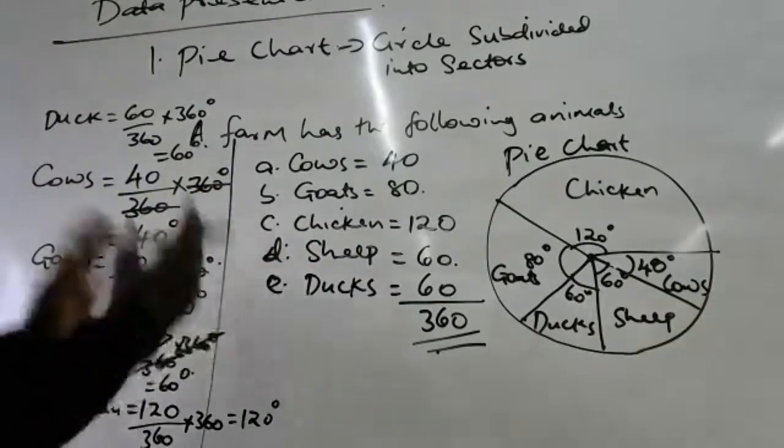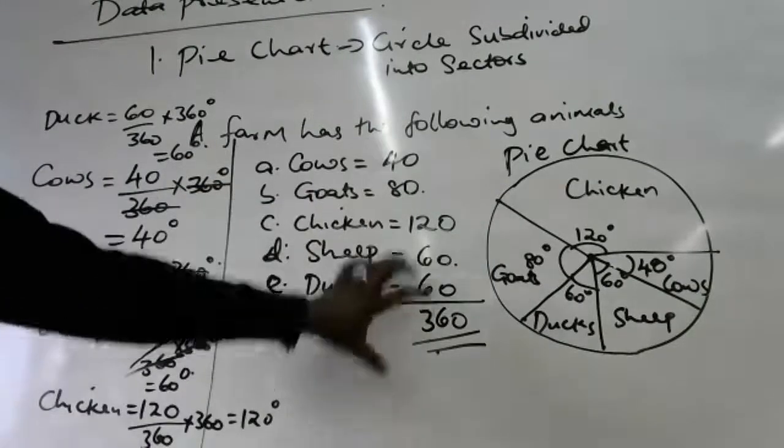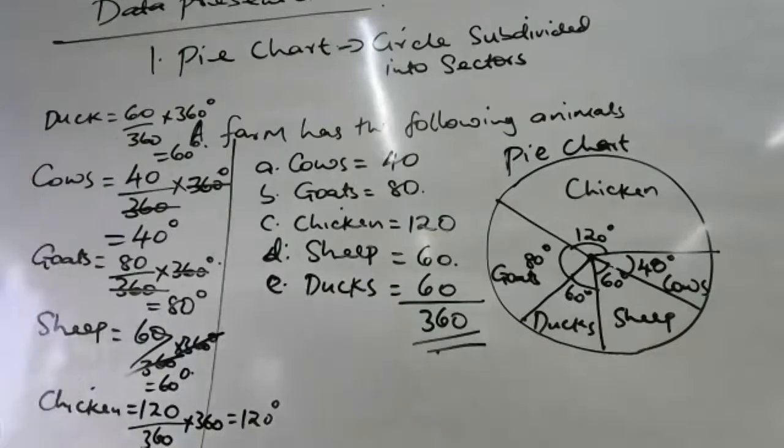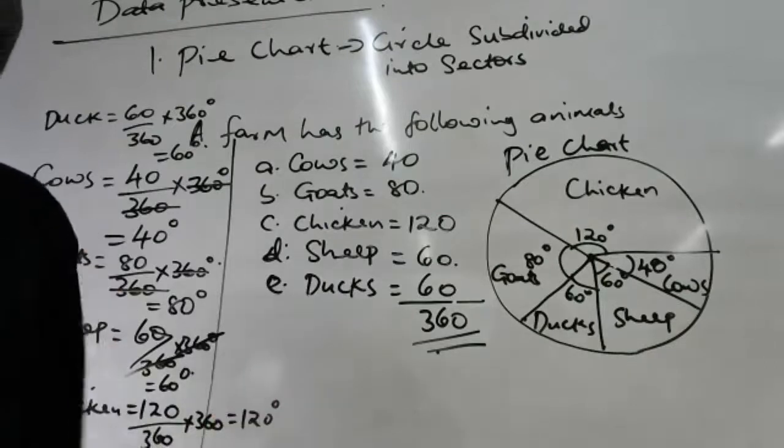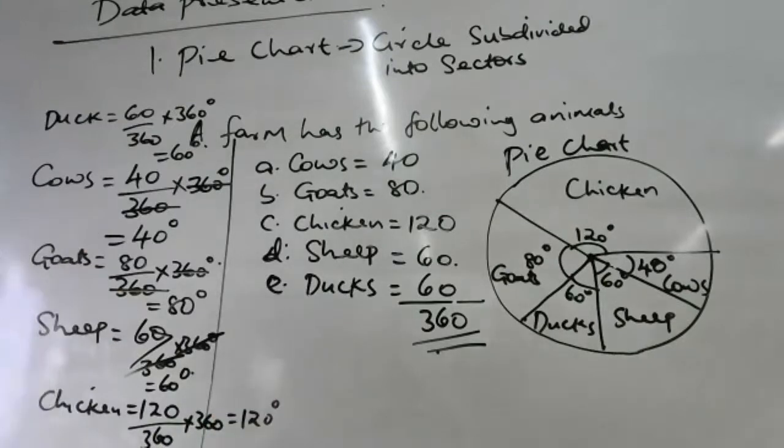Even if this actual information is not supplied to the user, the user can interpret that data and make conclusions from it. That is the pie chart.